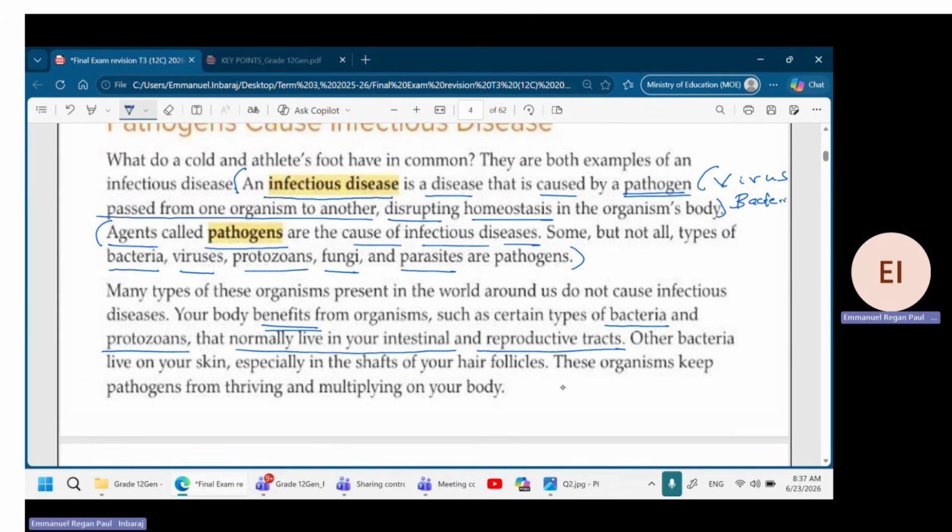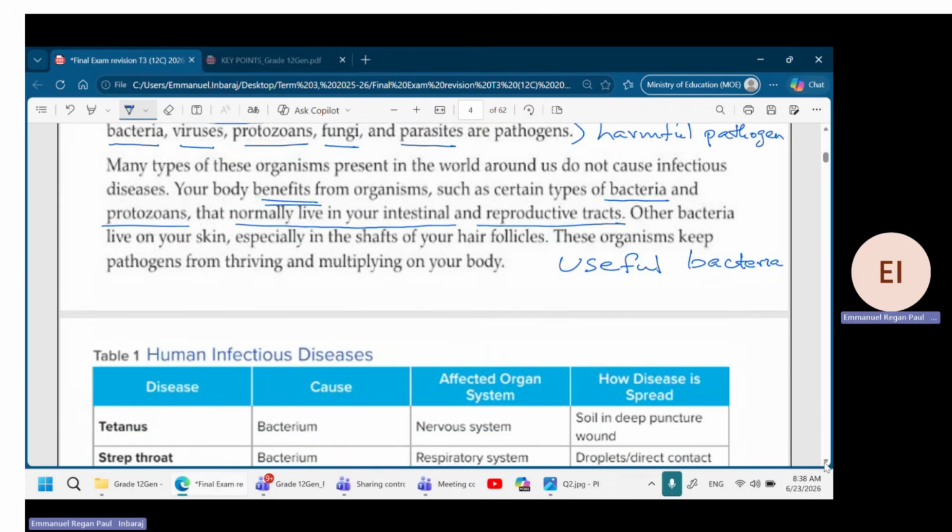So you can find useful bacteria, and you can also find harmful pathogens. Don't forget, not all pathogens are harmful. You can also find useful bacteria. So on page number 24, you will get concepts on these 3. Okay, let's move on to the next one.